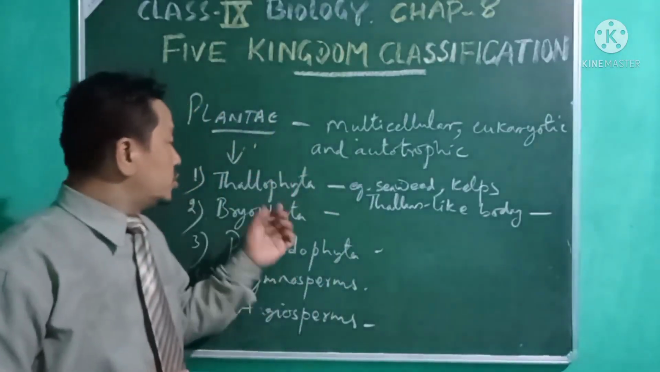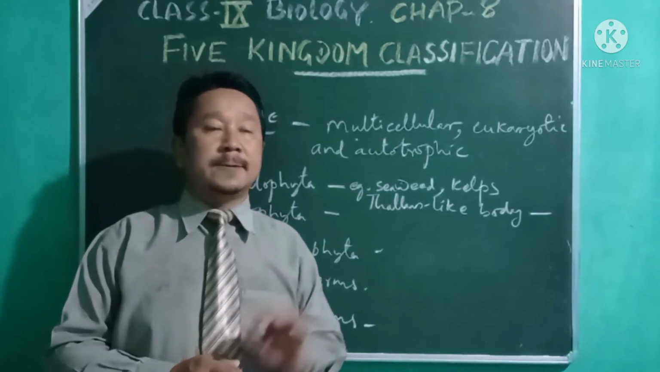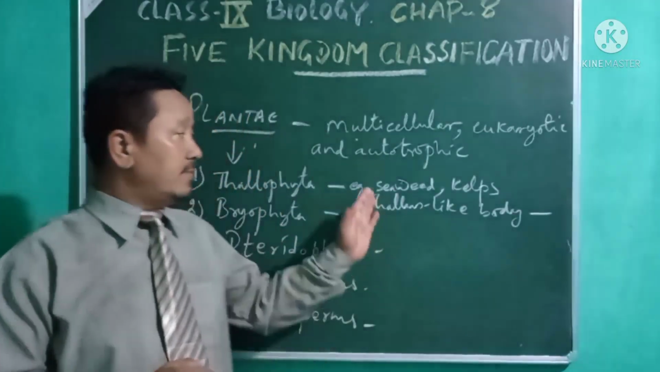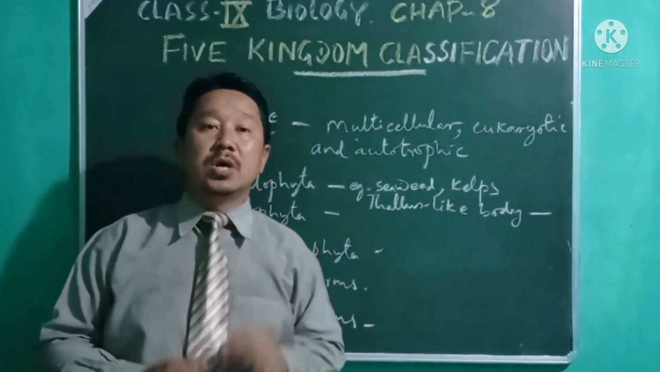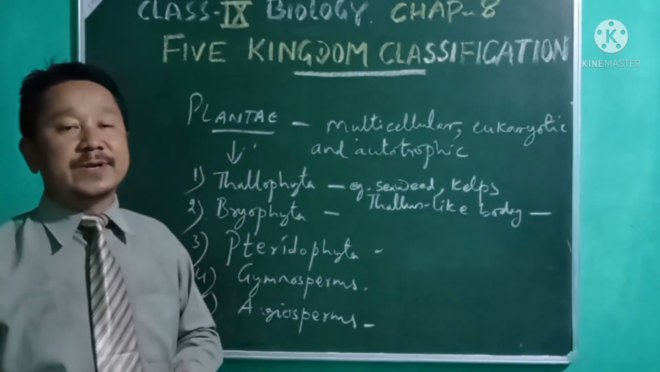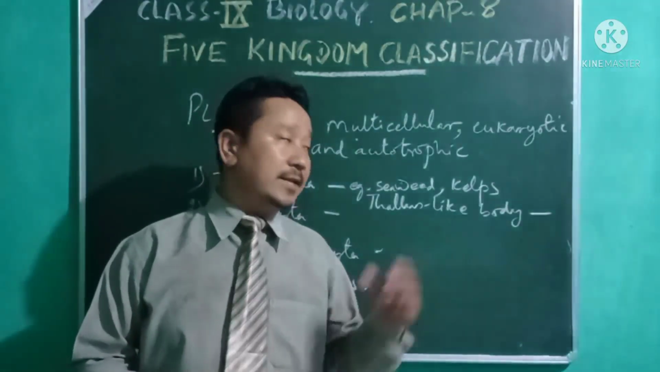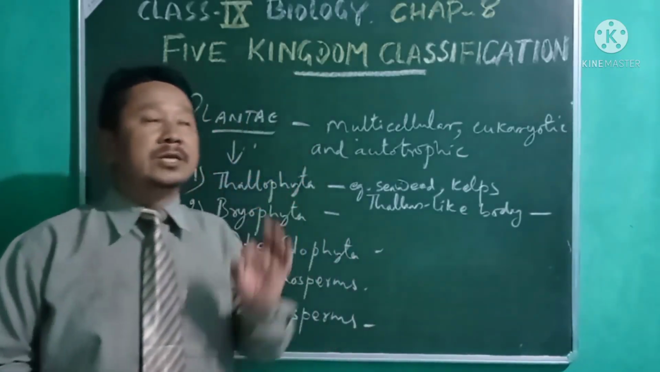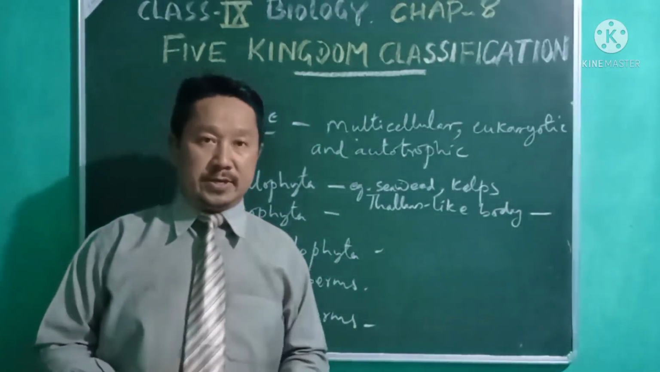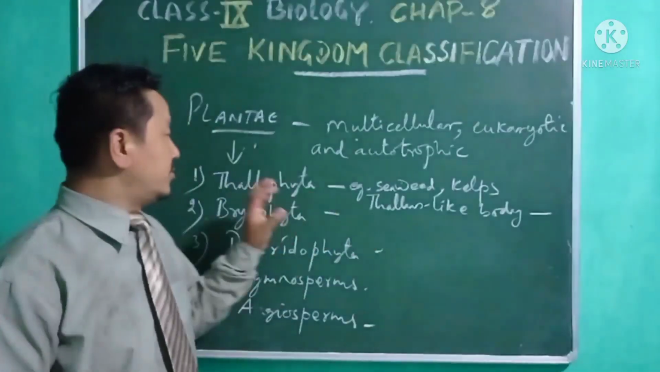So those which come under Thallophyta are multicellular algae, for example seaweed and kelps, which have a thallus-like body where the body cannot be differentiated into stem, leaves and roots. They contain chlorophyll. That's why their mode of nutrition is autotrophic, which means they can prepare their own food. So that's all about Thallophyta.